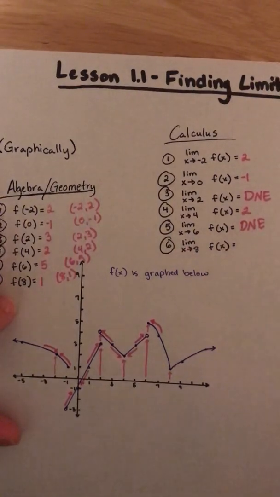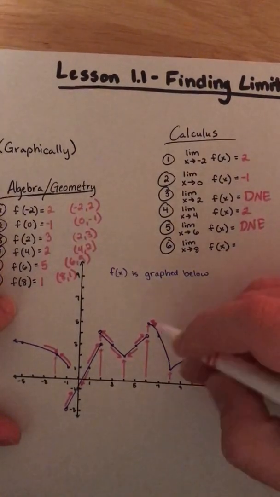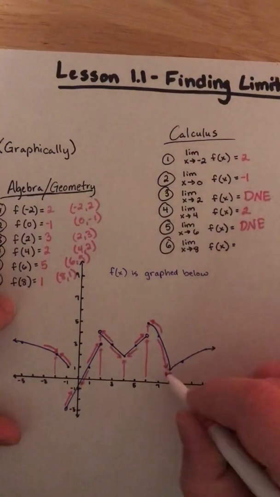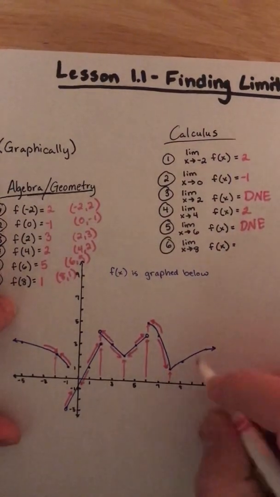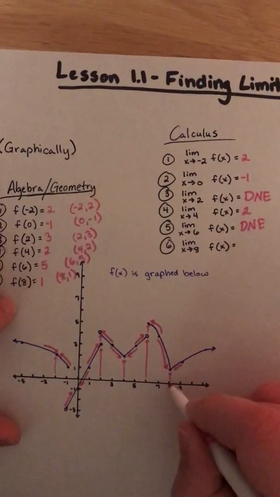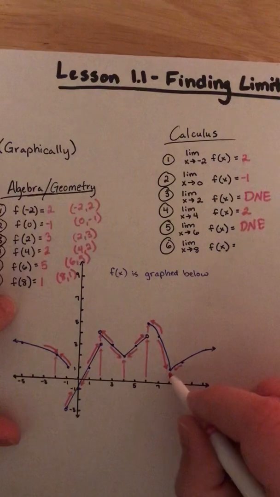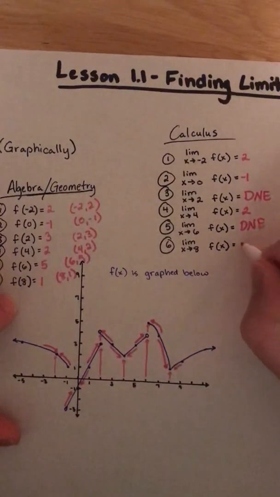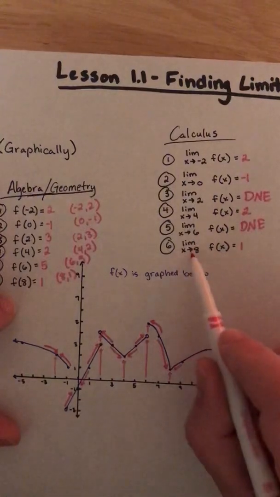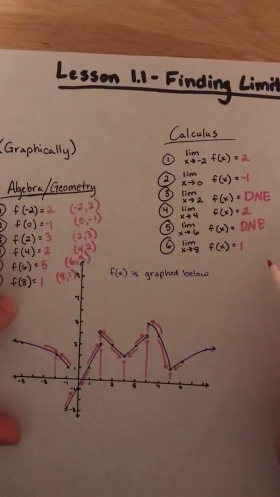Limit as x approaches 8. So if I look at it from the left side, we are decreasing all the way down here to this closed dot here at 8, 1. And if I look at it from the right side, we're also decreasing toward this x value, the y value, 8, 1 is our point. So there we go. Limit as x approaches 8 of f of x equals 1.